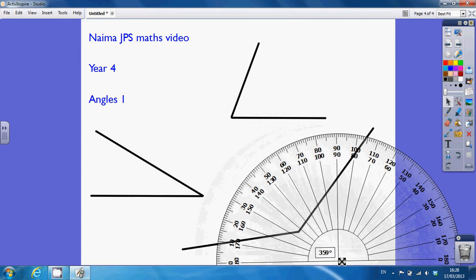Now, first of all, I'd like us to think of what the different types of angles are. So, this one over here, try saying out loud for me what type of angle you think this is.